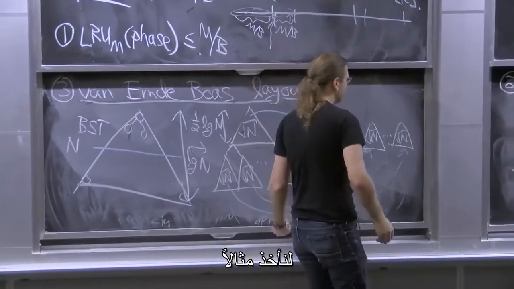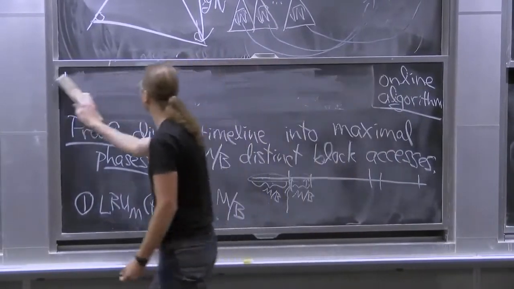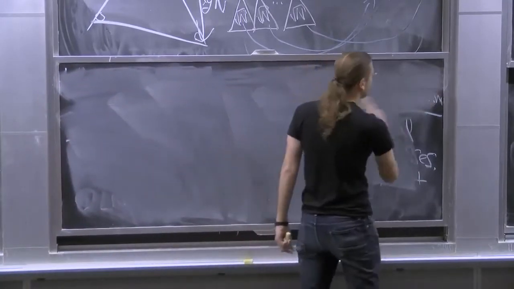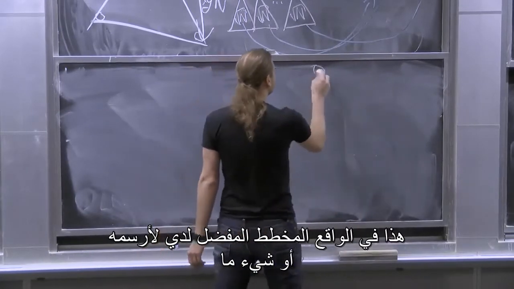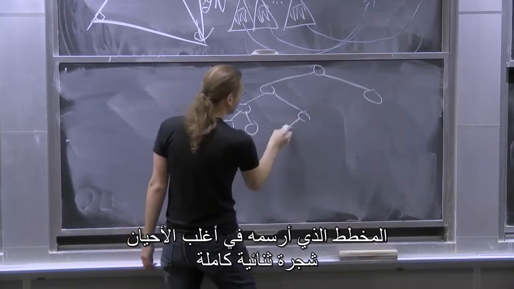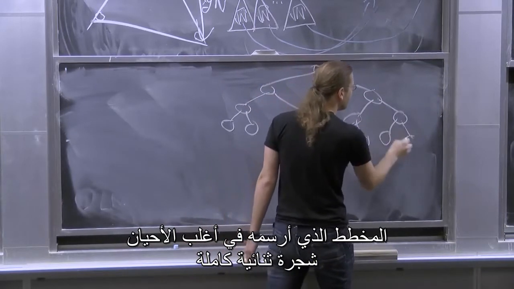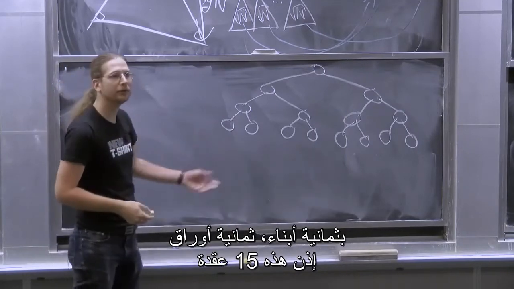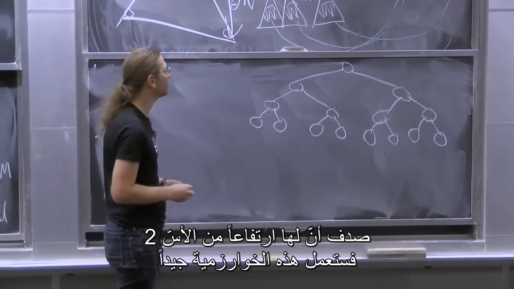Let's do an example. Let's do an actual tree. This is actually my favorite diagram to draw, my most frequently drawn diagram. A complete binary tree with 8 leaves. So this is 15 nodes. It happens to have a height that's a power of 2, so this algorithm works especially well.